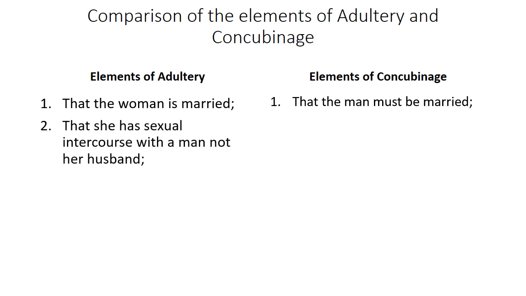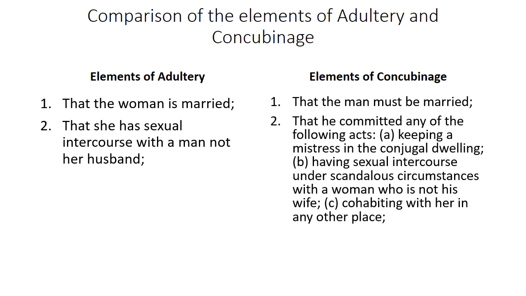Second element for the crime of adultery, that she has sexual intercourse with a man not her husband. What about for the crime of concubinage? The second element is that he committed any of the following acts. Letter A, keeping a mistress in the conjugal dwelling. Letter B, having sexual intercourse under scandalous circumstances with a woman who is not his wife. And letter C, cohabiting with her in any other place.